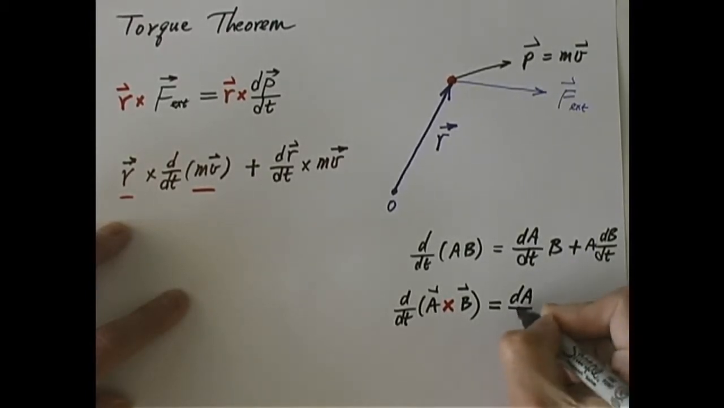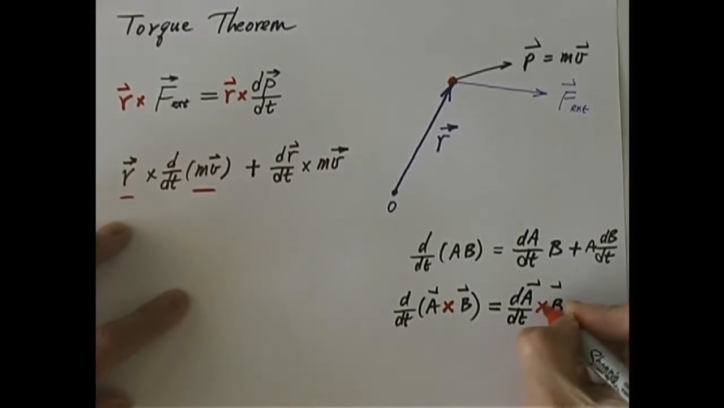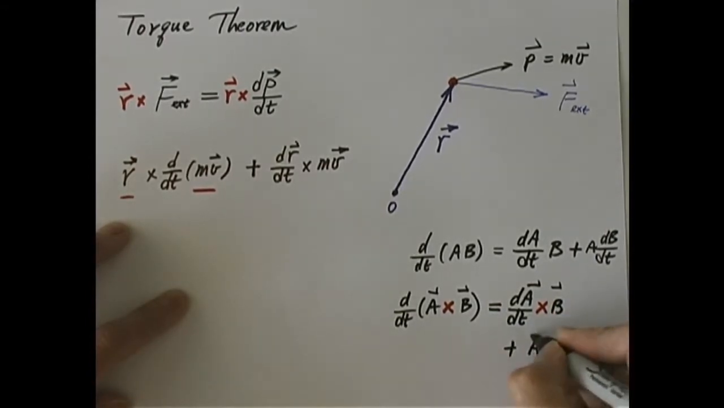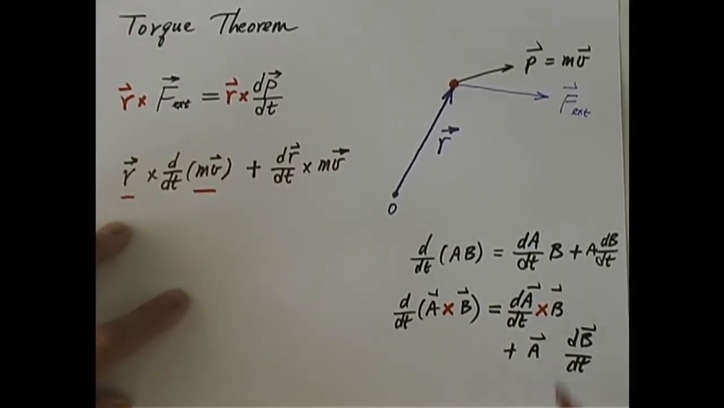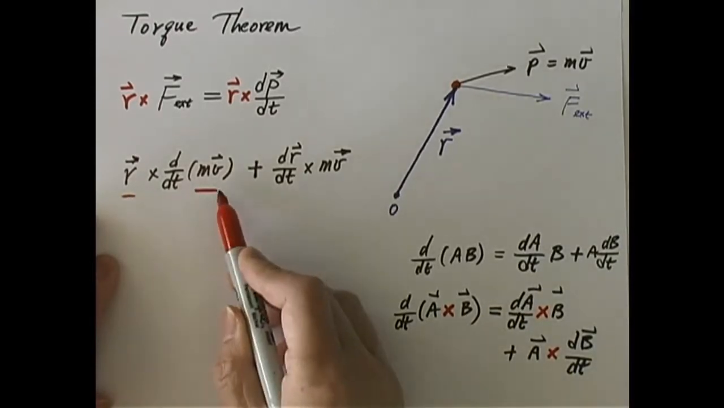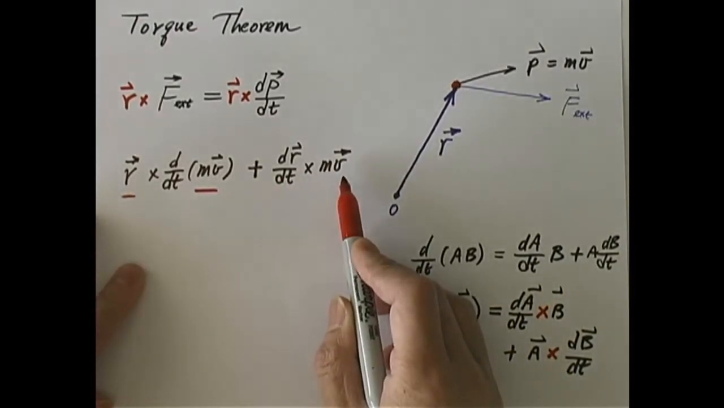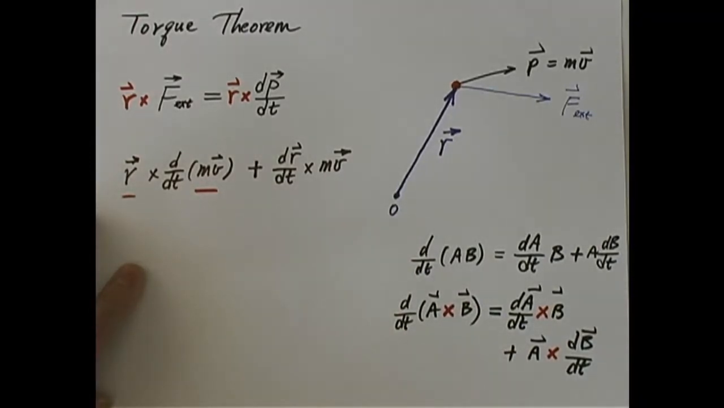That's dA/dt cross B, where A is always ahead of B. The next term is A cross dB/dt. Again, there's a cross sign between them, and you put A ahead of B. That's the formula we can use here. You call this A, you call this B, right? This is A cross dB/dt and dA/dt cross B, right?